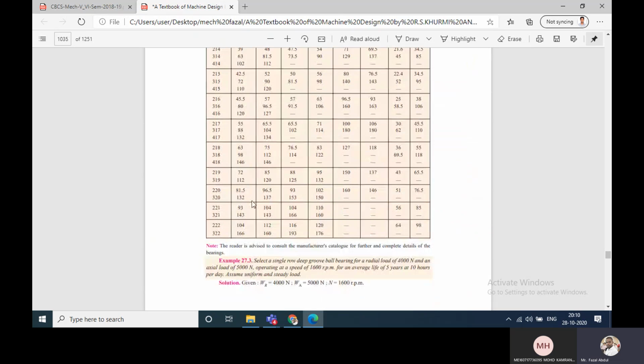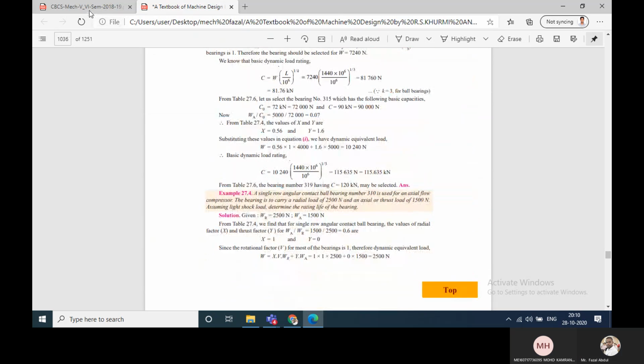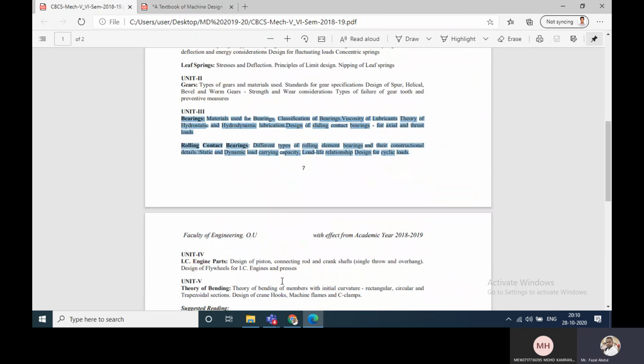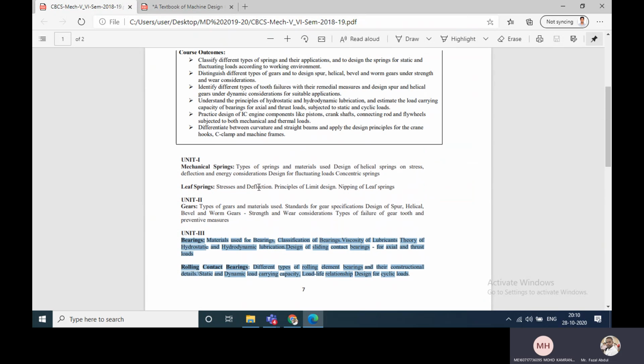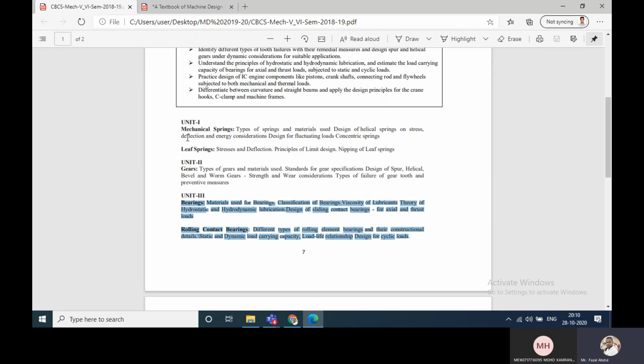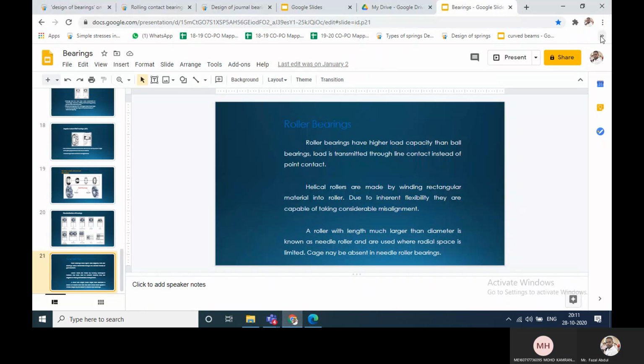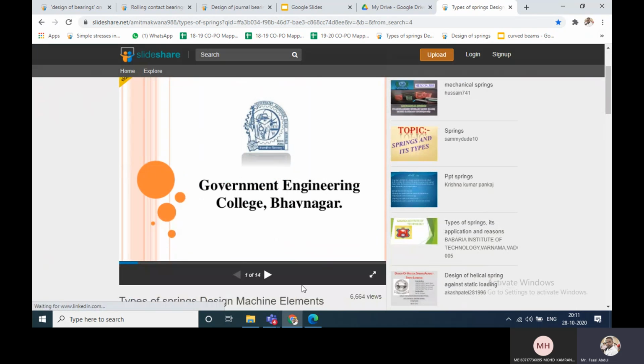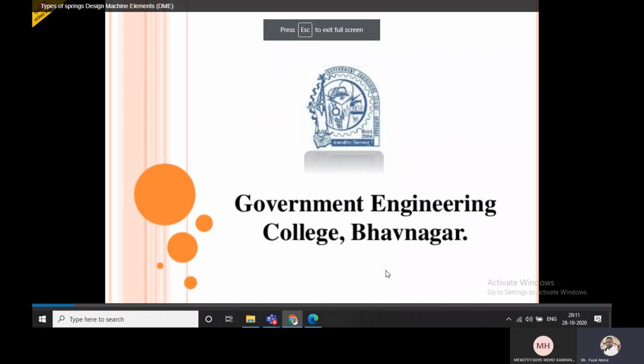Okay, now this is the bearings. Theory of bearings we completed. Now just see the springs. Is it appearing?